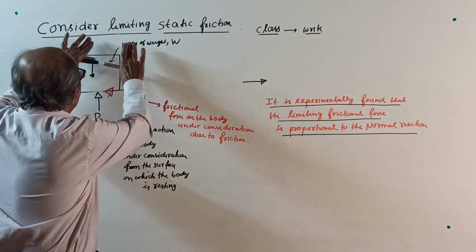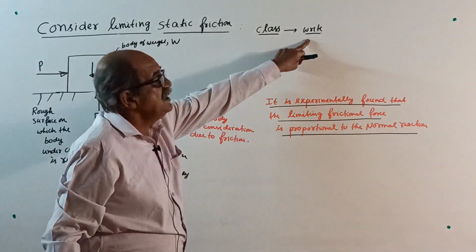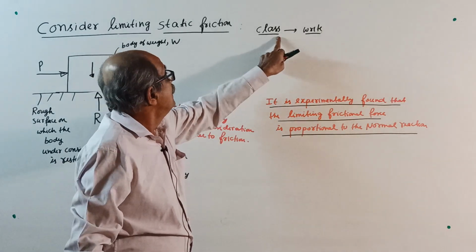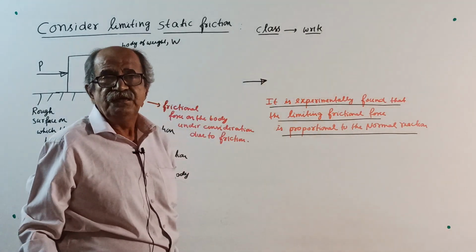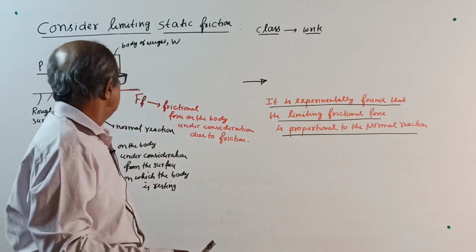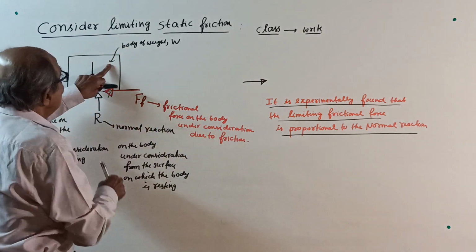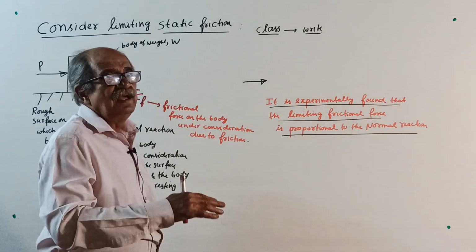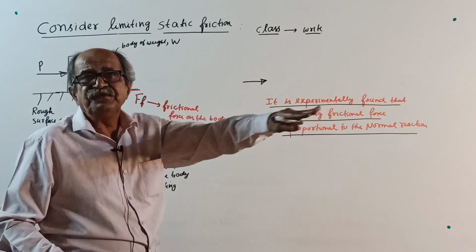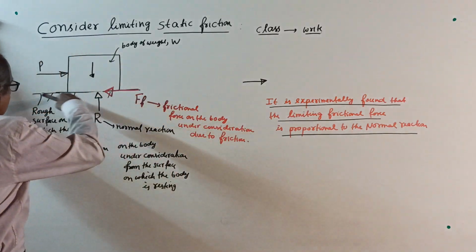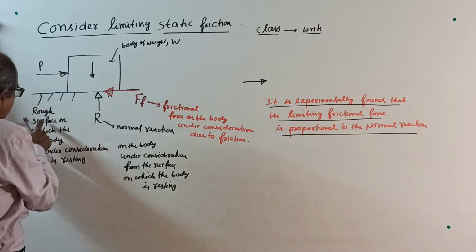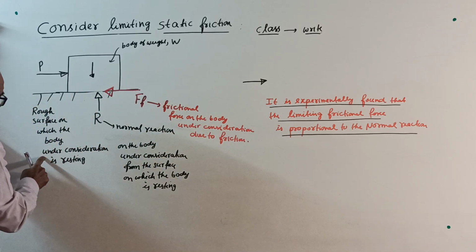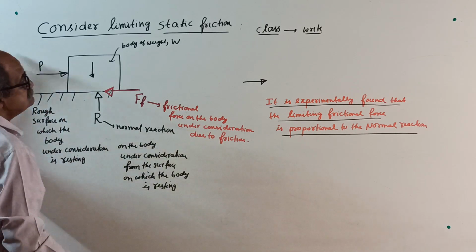One minute. Before I start this one, there is a statement you have to write. See, class, it's a simple statement. Consider a body of weight W resting on a rough surface, the rough surface on which the body under consideration is resting.